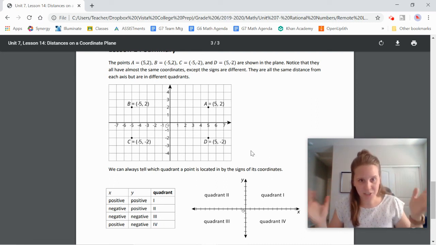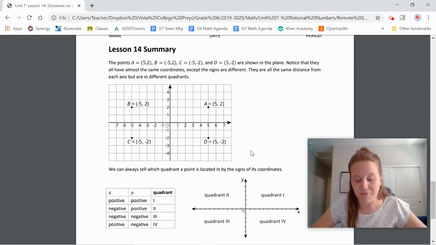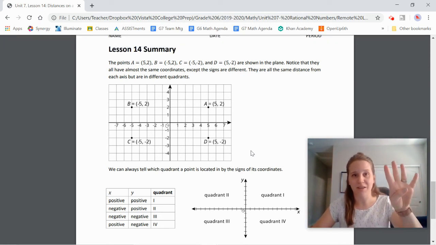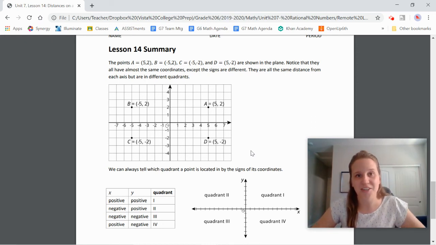Okay. Here's your question of the day. How can you tell if a point is located in quadrant 4? Please pause the video now, scroll down, and answer that question of the day.